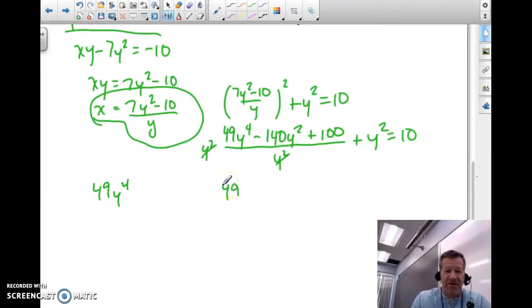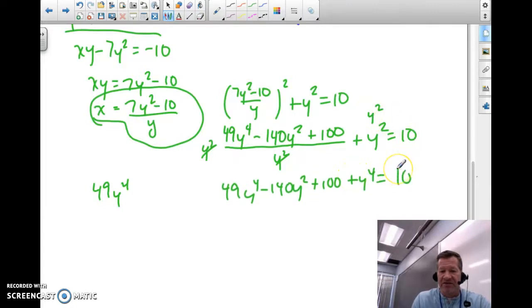So I'll have 49y to the fourth minus 140y squared plus 100. Multiply the second term by y squared, you'll get y to the fourth equals, multiply 10 by y squared, you get 10y squared. To finish, just get everything on one side and then factor. Okay, and I'm going to run out of time, so try this on your own.